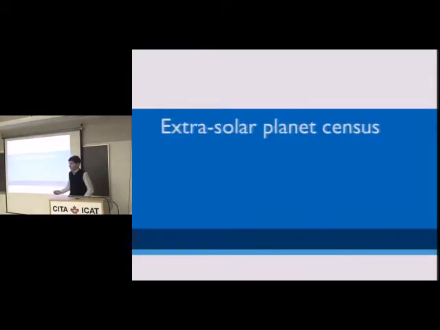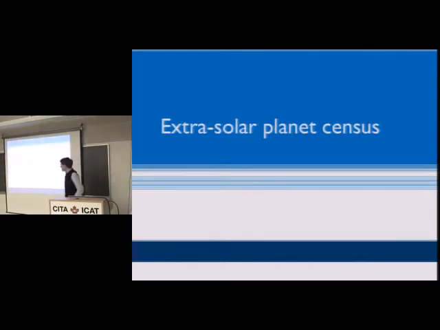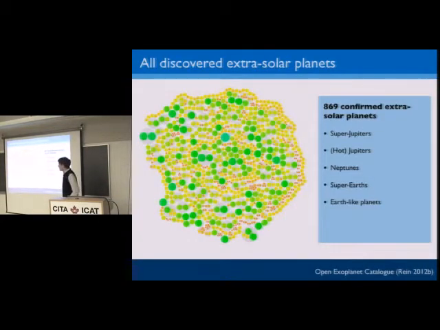I'll start with a quick overview of extrasolar planets, the census that we currently have. So I'll show you a picture of all discovered extrasolar planets. These are all as of today. There are 869 of them. There are all kinds of different planets in there. A lot of them are very massive things, mostly the green dots here. These are things that are much more massive than Jupiter. They have multiple Jupiter masses, sometimes 10, maybe even up to 16 Jupiter masses. And then it goes all the way down from normal Jupiters. A lot of them are close-in orbit, small Jupiters, Neptunes, super Earths, and then Earth-sized planets. So there's really a huge set of different kinds of planets we find.